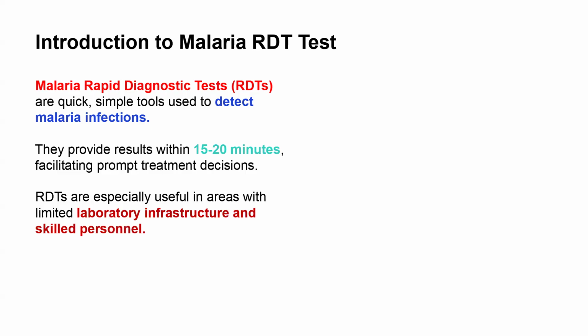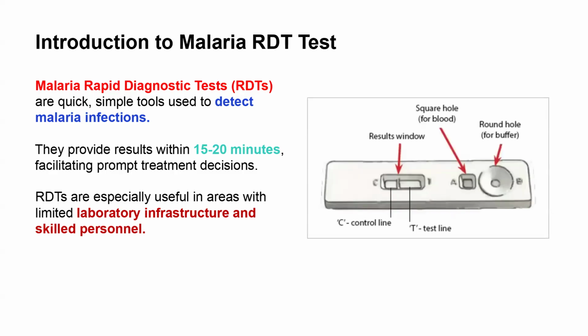The RDT tests are especially useful in areas with limited laboratory infrastructure and skilled personnel. So if you're living in an area where there is no laboratory infrastructure as well as skilled personnel, it is very important to apply the RDT test because it is easier, it is quick, and it doesn't require any sophisticated equipment. So these are the different components of the RDT test.